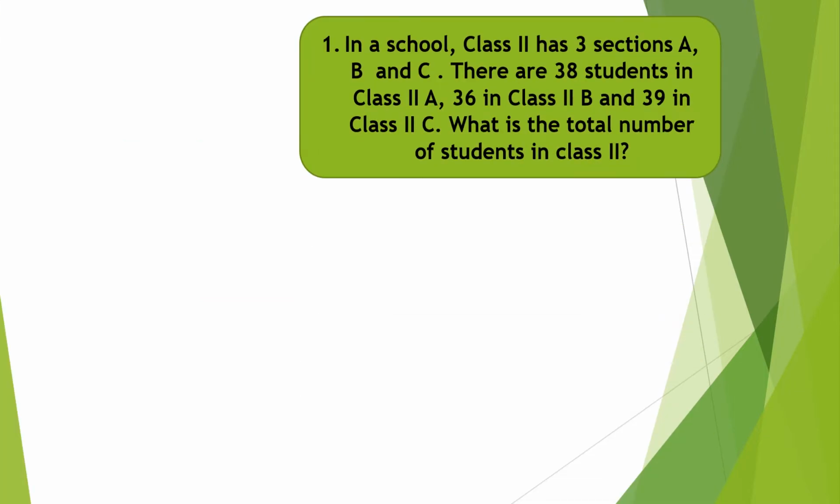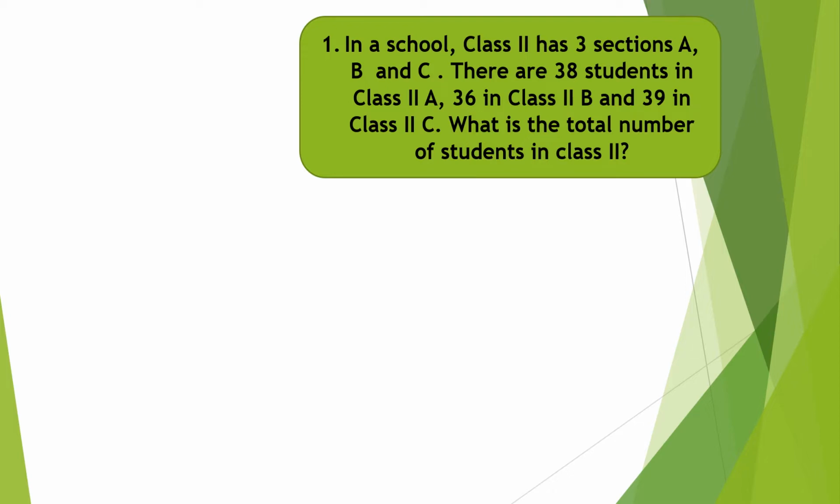So we have the first word problem today from your page number 38. So let's read the first one. In a school, class second has 3 sections, A, B and C. There are 38 students in class second A, 36 in class second B and 39 in class second C. What is the total number of students in class second?